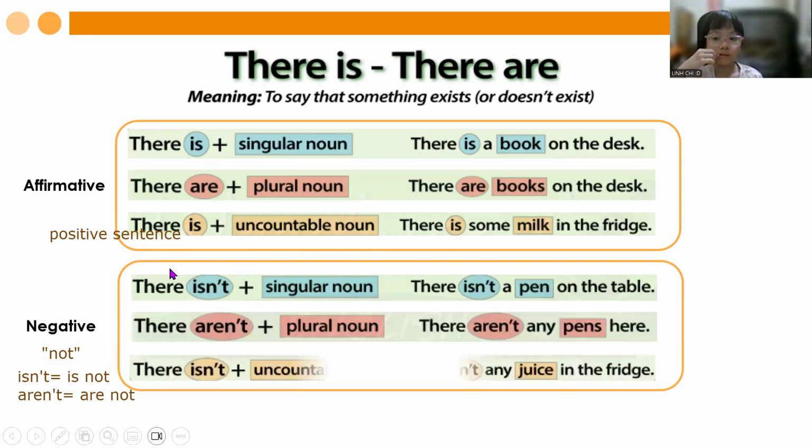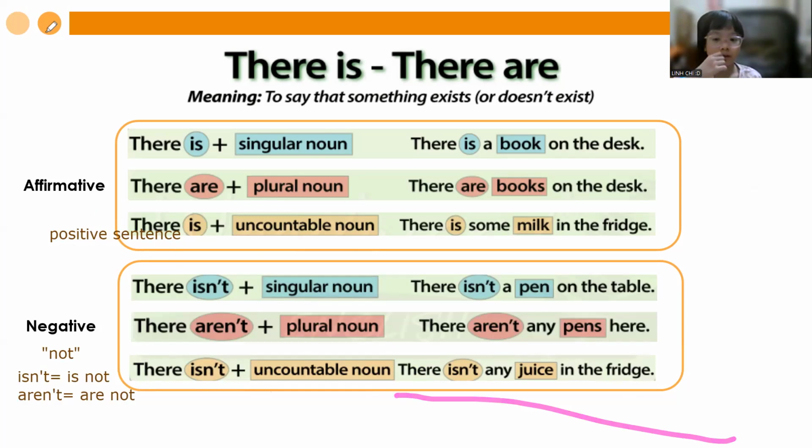Okay. Now what about isn't plus uncountable noun? Example, there isn't any juice in the fridge. Now my sentence is there isn't any jam inside the bottle. There isn't any meat in the fridge. Very good. Okay, by the way, Mary, when we say is then uncountable noun, we use some. There is some. But if it's going to be a negative sentence, we say any. Is that clear, Mary? Yeah. Do you have any question? Great.